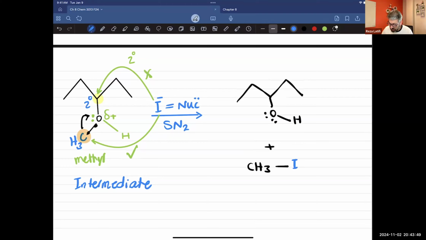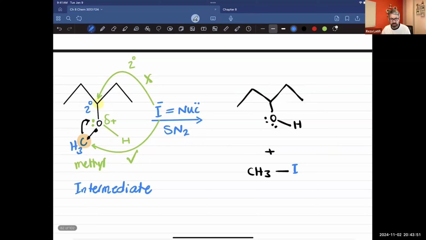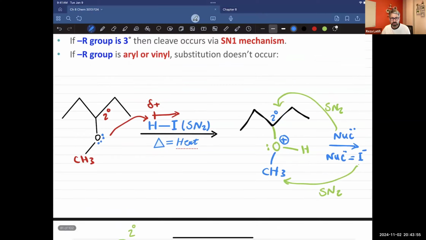Now the question is, what's going to happen to the alcohol? It depends on the concentration that you use. If I go back here, we apply the acid plus heat, because we need heat to speed up the reaction.